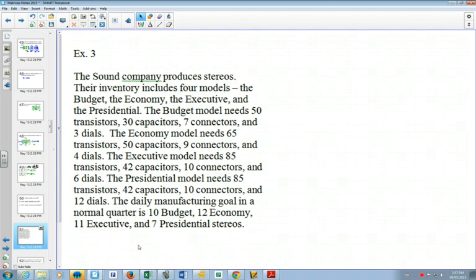Because if we make budget, economy, executive, and presidential in the columns part, then later on we're going to have to make it in a rows part in order for matrix multiplication to work. So would you like budget, economy, executive, presidential along the top, or down the side? Down the side? Okay. Budget, economy, executive, and presidential.